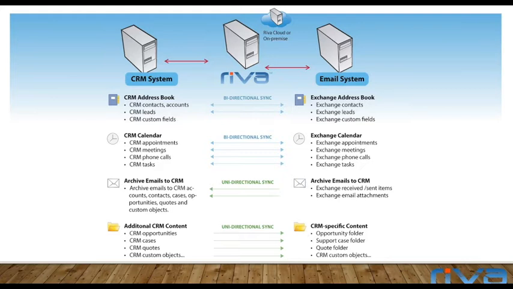And then to help end users gain more visibility in the mail client, the Riva Connect bar brings open opportunities, cases, quotes, and custom objects into the mail module for easy reference and direct linking to Sugar.